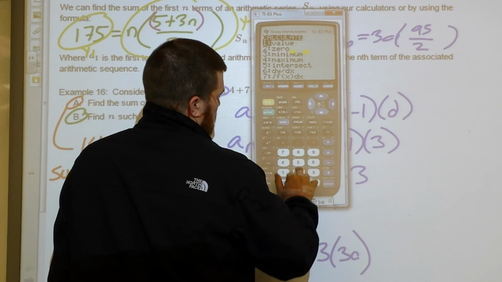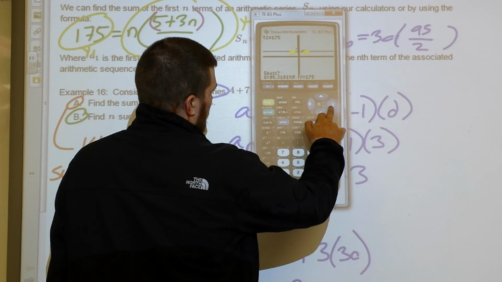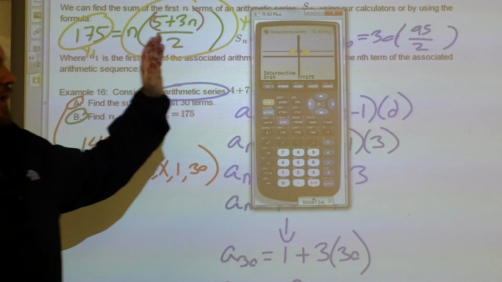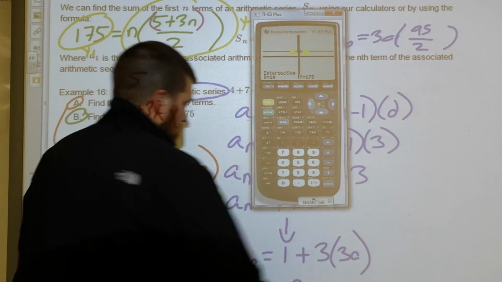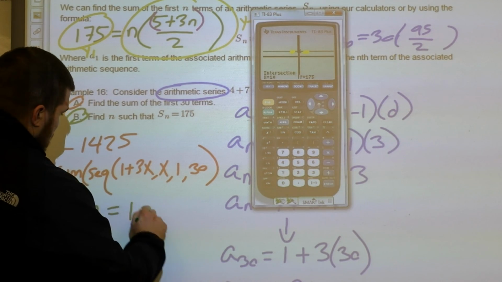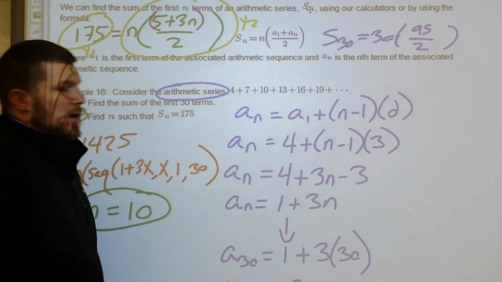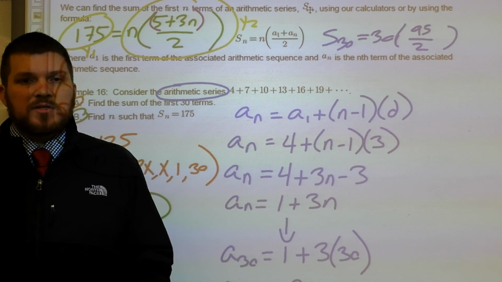2nd calc, option 5, first curve enter, second curve enter. I'm finding the one on the right now. I get x equals 10. It's positive and it's a whole number, so everything's good. So for part B, the answer is n equals 10, exactly like we were supposed to find. And that wraps it up for arithmetic series. We're going to jump into geometric sequences next.